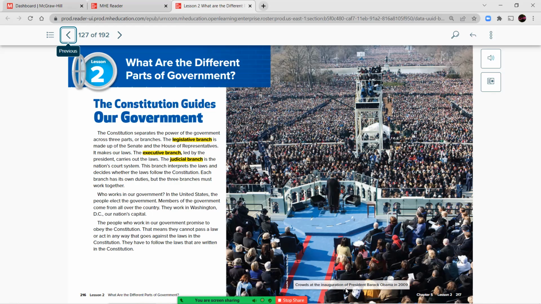Here we can see the crowds at the inauguration of President Barack Obama in 2009. So this is when he was named president.